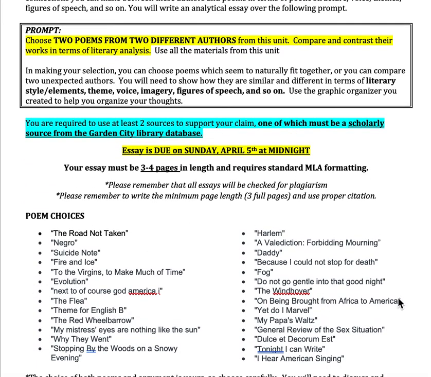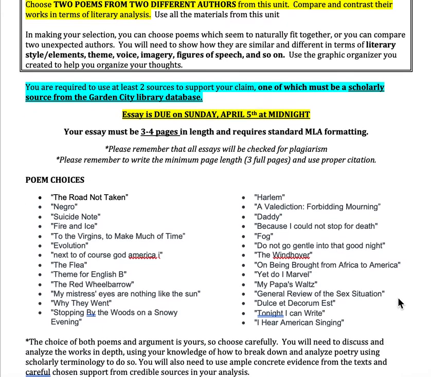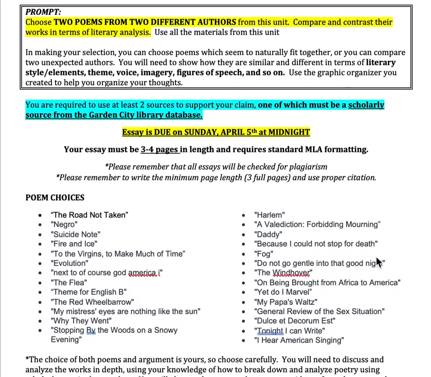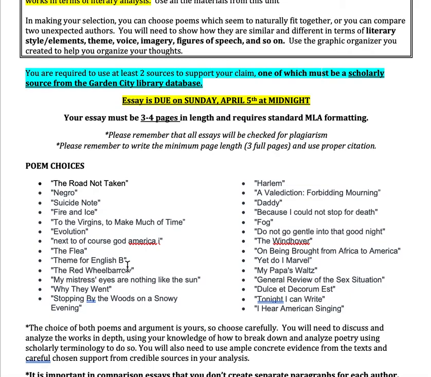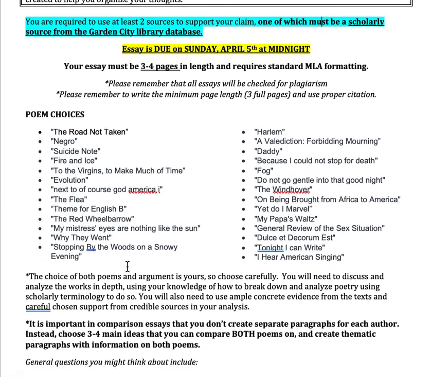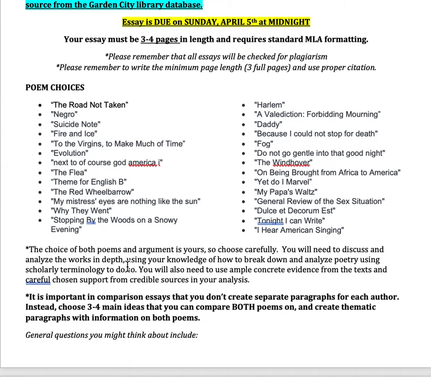Remember that everything is checked for plagiarism, and remember to use proper citation. So you will need to have in-text citation, and then you'll need to have a bibliography that has at least 4 entries on it. It should have the 2 poems, and then the scholarly source, and whichever other source you choose, your credible source, of course. You guys can see you have a ton of options here.